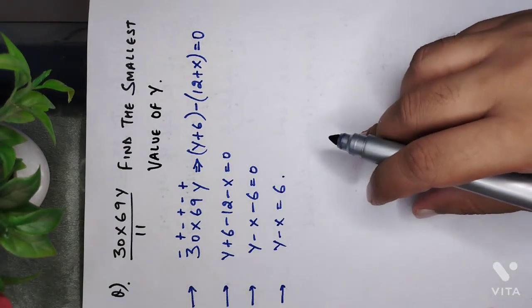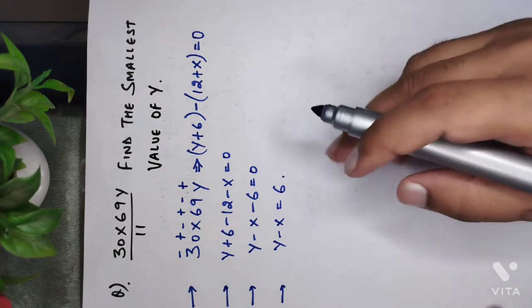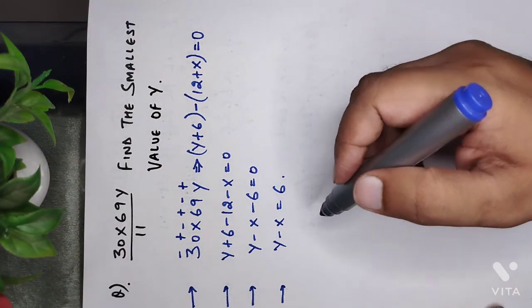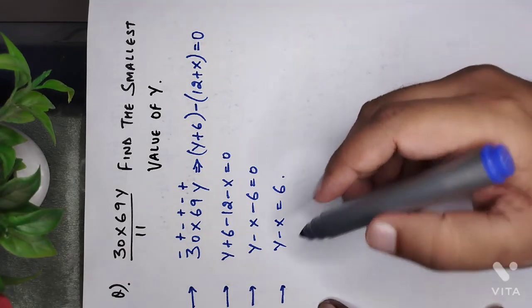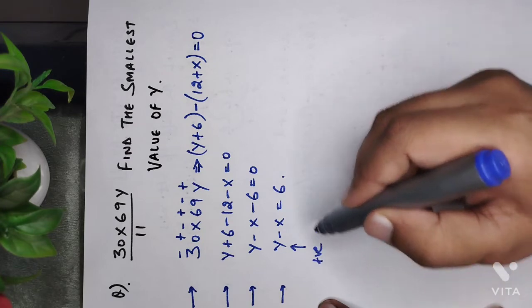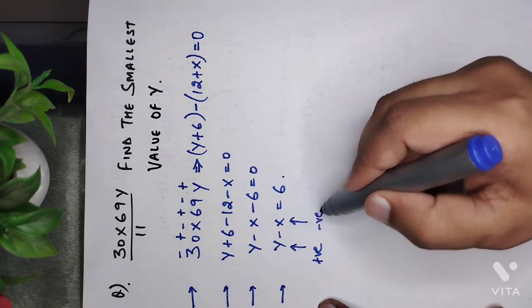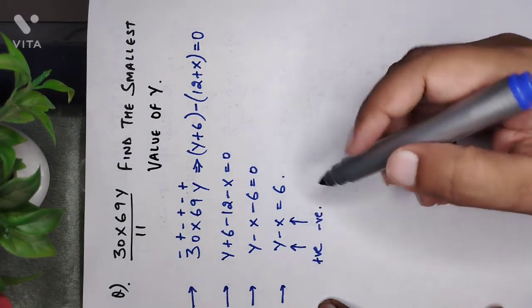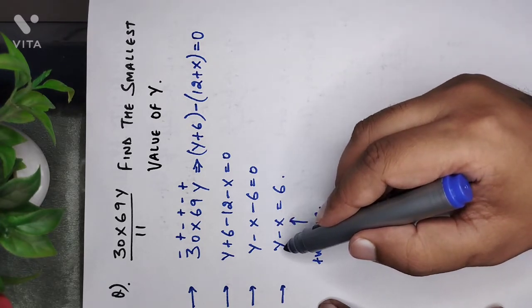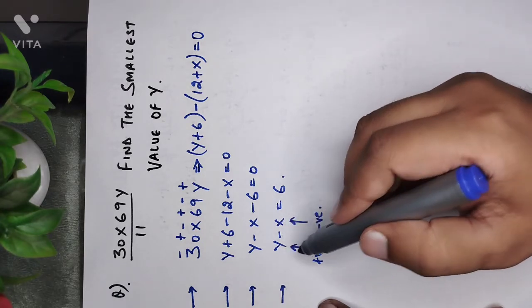Now the question is, we have to find the smallest value of y. Now how we can do that, or how we can find the smallest value of y? Now as you can see this, that y is positive over here and x is negative over here. So if I have to find the smallest value of y, then y cannot be positive.